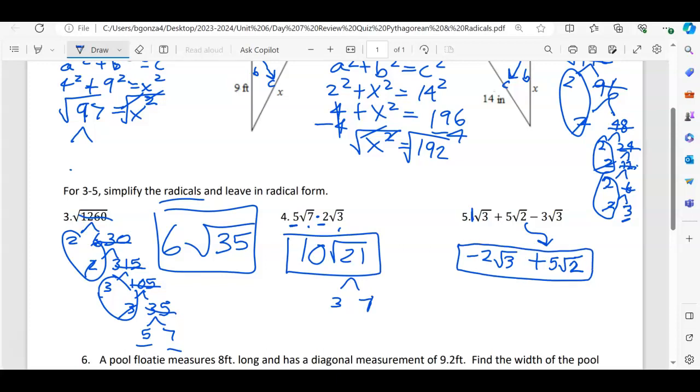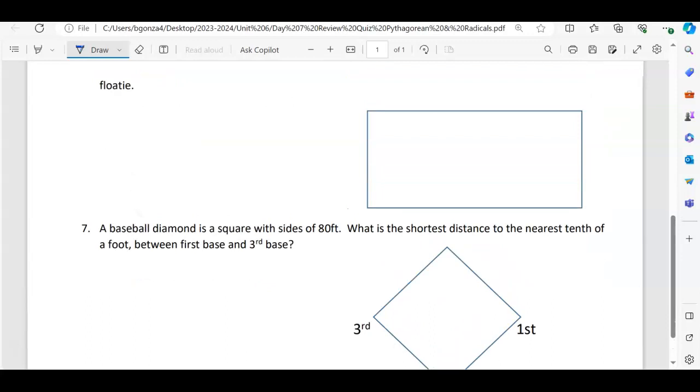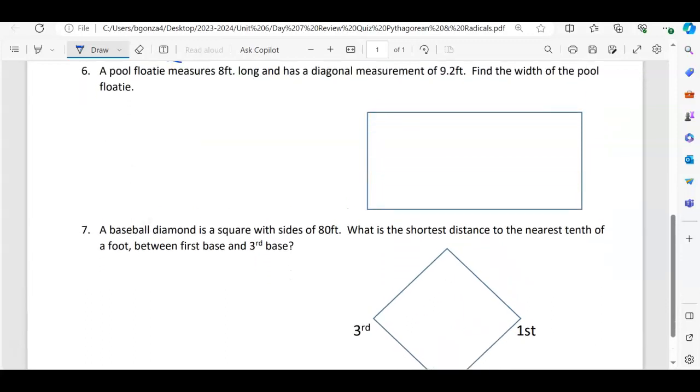Cool. All right, bringing it down. Now you got 2 word problems, and I'm telling you, these are Pythagorean theorem problems. Because let's read it. A pool floaty measures 8 feet long. Label it 8 feet long. Okay. It has a diagonal. I hope you know what a diagonal is, but if you don't, this is a diagonal. It goes from corner to corner. That's the diagonal. Okay. And it says that diagonal is 9.2.